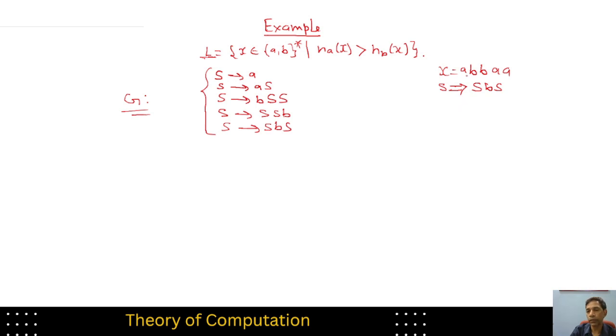Then we need to obtain A at the beginning. So S can be replaced with A using the production rule S derives A. So you can obtain S derives A, and you have the B and S. So A is matching and B is also matching. So AB is matched correctly. Now you have to replace S.